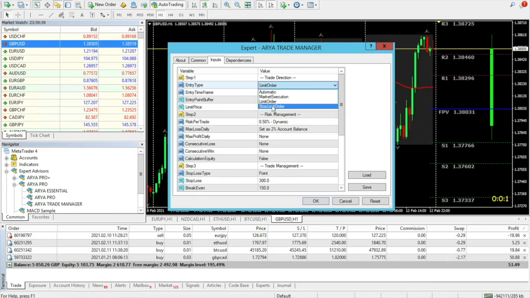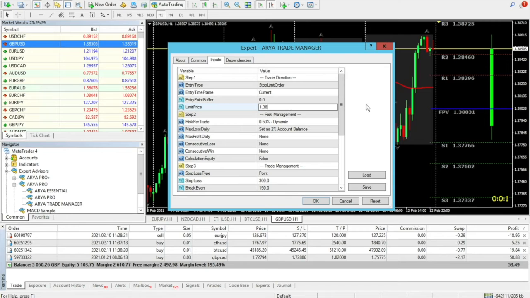The final entry type is the stop limit order. This is the inverse of the limit order. It is still the price at which you'd like Arya to enter a position, and you input the value into the limit price field. However, if you'd like to sell, the set price must be below the current market price, and to buy, the set price must be above the current market price.